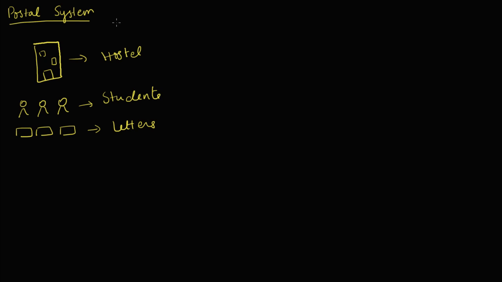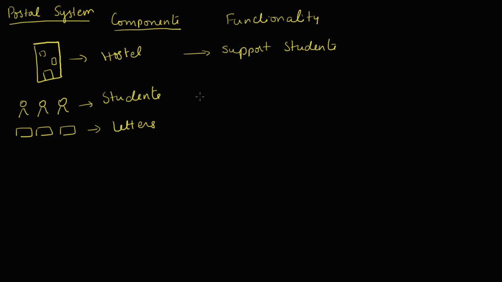So while we are at it, let me mention that these are the components of the system. And these components have some functionality. For example, the functionality of the hostel is to support the students. So this is what it does. And the functionality of the students is to generate letters.